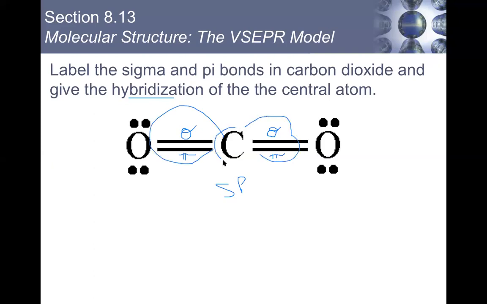You always do it around only your central atom. Don't be confused. Don't go out here and look at the O and go, oh, it has 1, 2, 3. The O has a different hybridization. They're only ever going to ask you for the central atom. That's all we ever care about, because that's really what the whole molecule shape is based off of, that central atom.